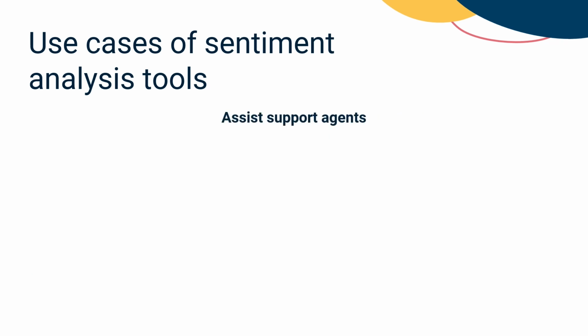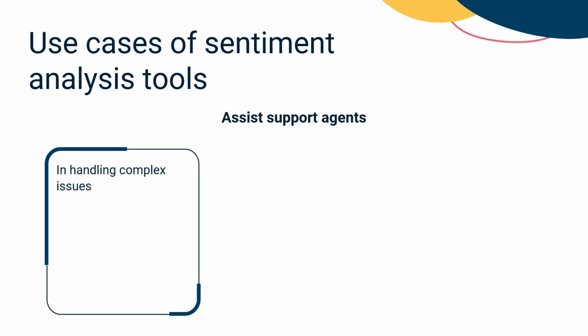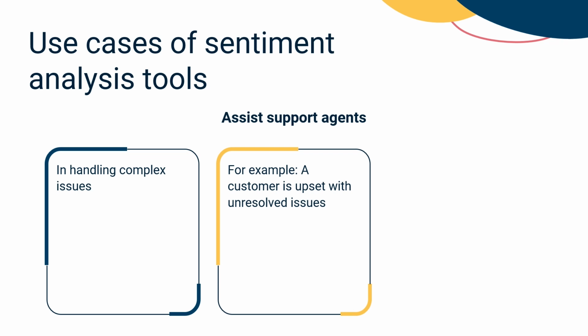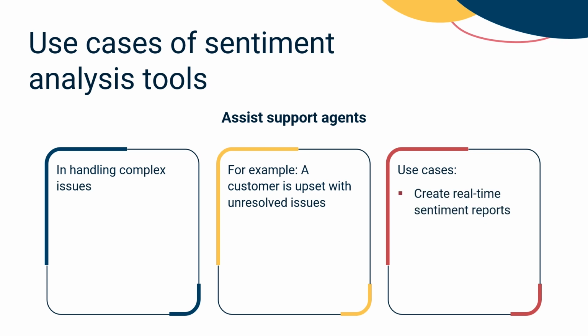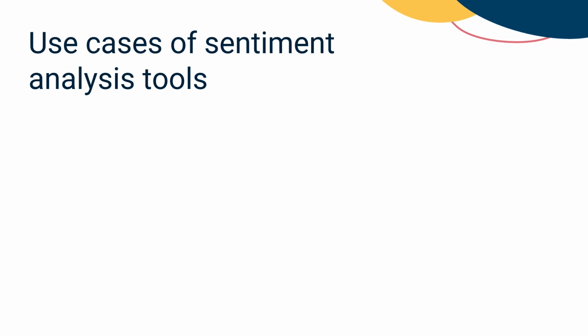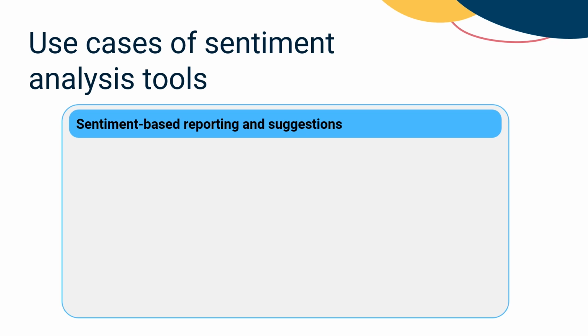Sentiment analysis tools assist support agents in handling complex issues by identifying real-time customer sentiments. For example, suppose the customer is upset with an unresolved issue that has been pending for a long time. In that case, the sentiment analysis can generate customers' real-time sentiment reports, notifying the support agent about their emotional shift and suggesting polite responses. Generative AI sentiment analysis tools help support systems improve performance and customer service strategy by analyzing customer feedback and common patterns in their interactions.